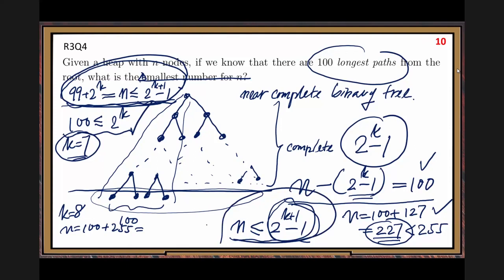Where did the original 255 come from? It is 2 to the 7 plus 1 minus 1, which is 2 to the 8th, 256, minus 1, so 255. That is 7 plus 1 in the exponent.